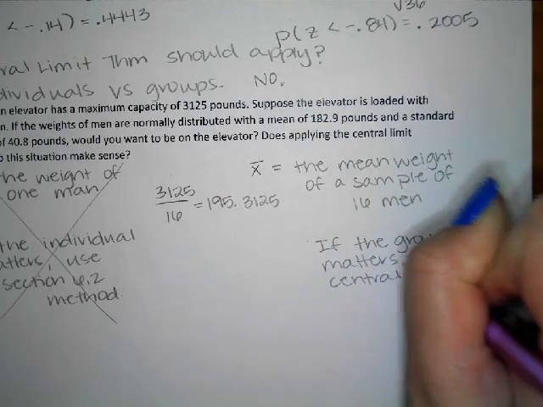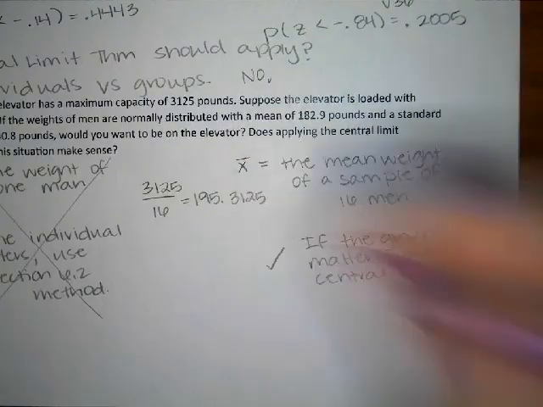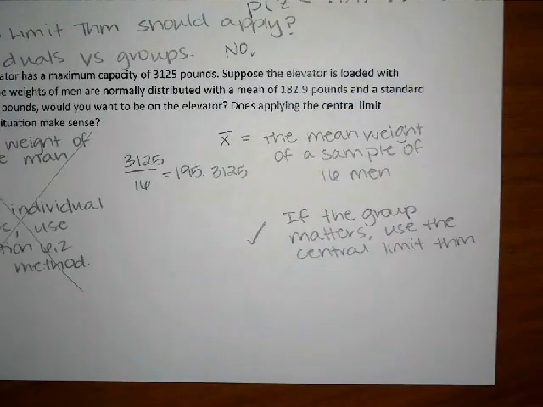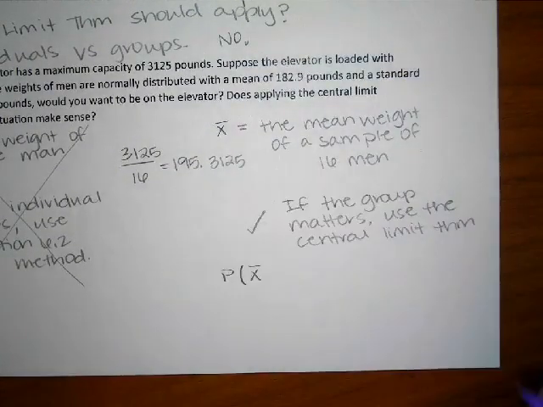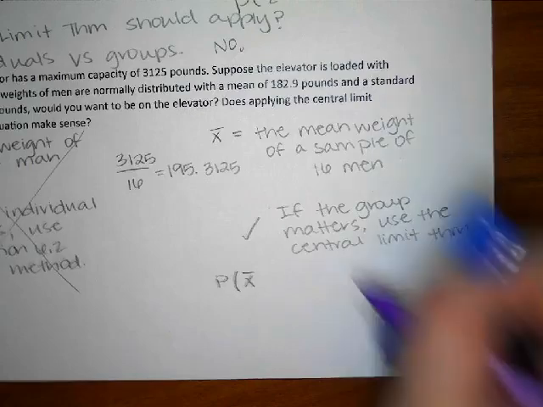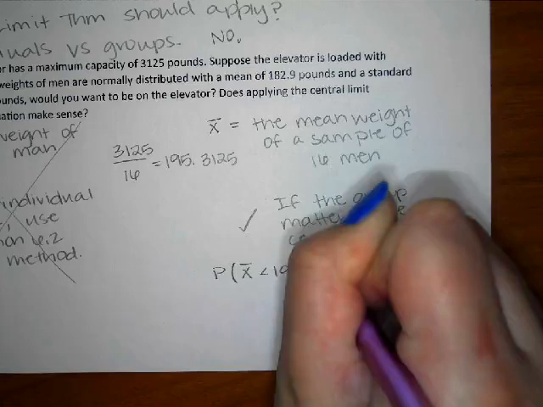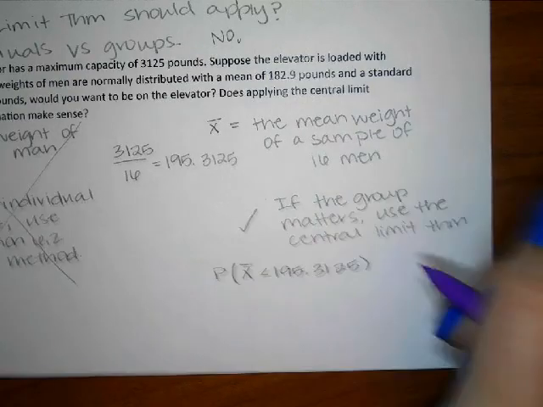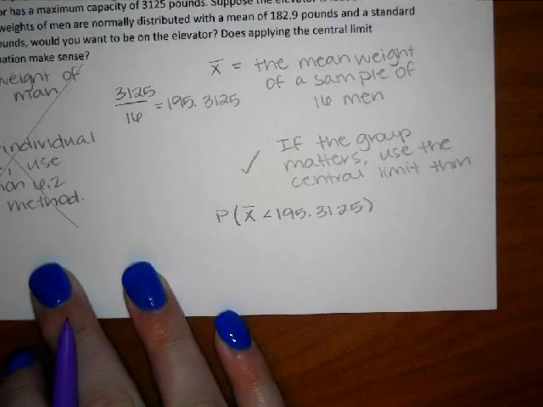Okay, so let's find the probability that the mean weight of the entire sample of men is less than 195.3125. If the average of the sample of men is less than that, then they are safe on that elevator. We're not worried about them crashing because they are less than the max capacity. So we can't use this right now. It's a random variable x. We need z, so we can use our standard normal distribution table.